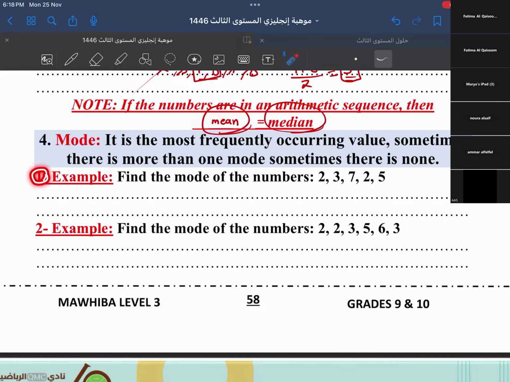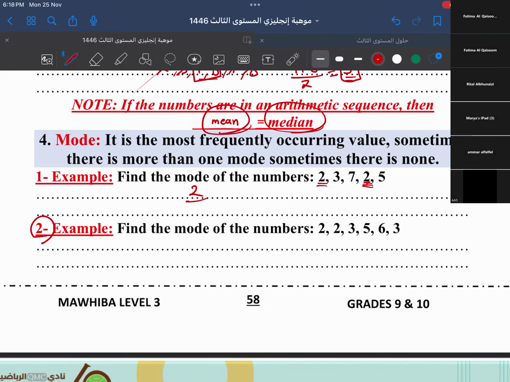Let's see the first example. Who can find the mode of these numbers? Deem, do you want to try? Yalla, Rital. It's going to be 2 because it's the repeated number. Exactly, excellent. It's going to be 2 in here because it is repeated 2 times.